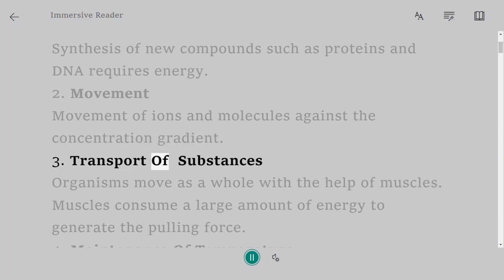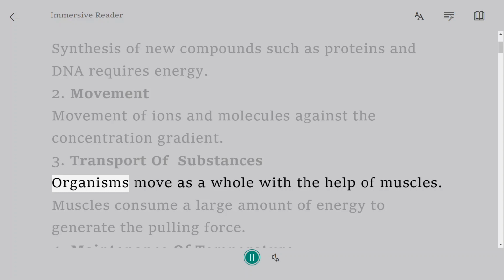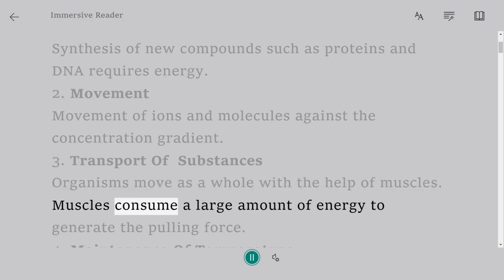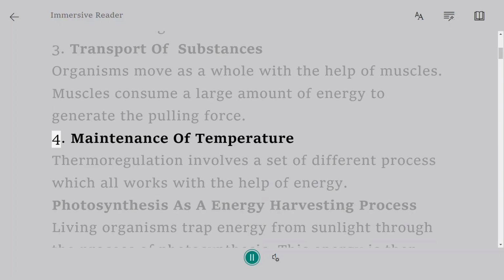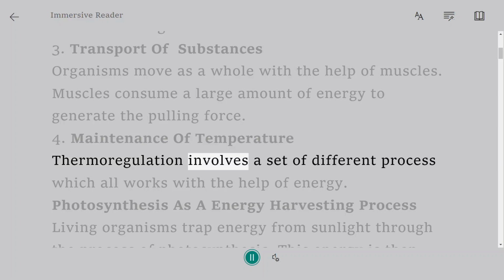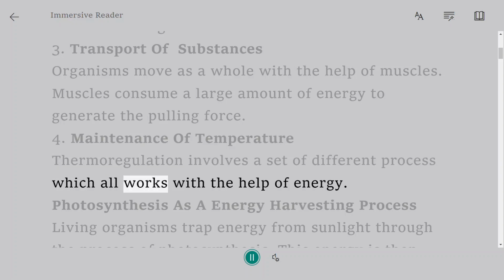2. Movement. Movement of ions and molecules against the concentration gradient. 3. Transport of substances. Organisms move as a whole with the help of muscles. Muscles consume a large amount of energy to generate the pulling force. 4. Maintenance of temperature. Thermoregulation involves a set of different processes which all work with the help of energy.